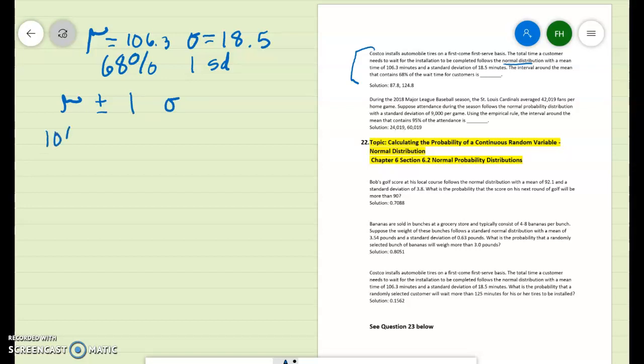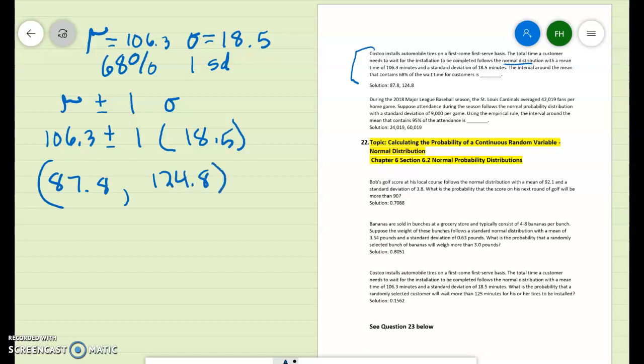So 106.3 plus or minus 1 times 18.5. And when you do that, you're going to get 87.8. Your smaller number goes first, and 124.8.